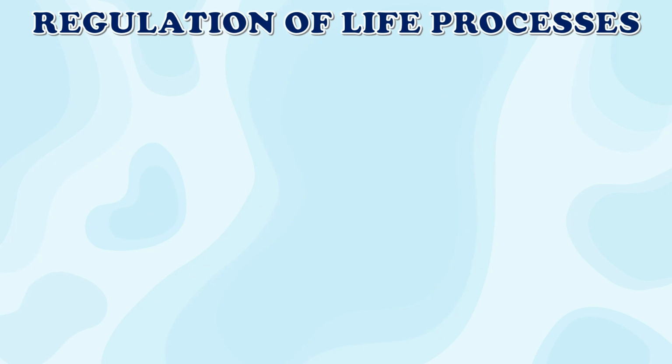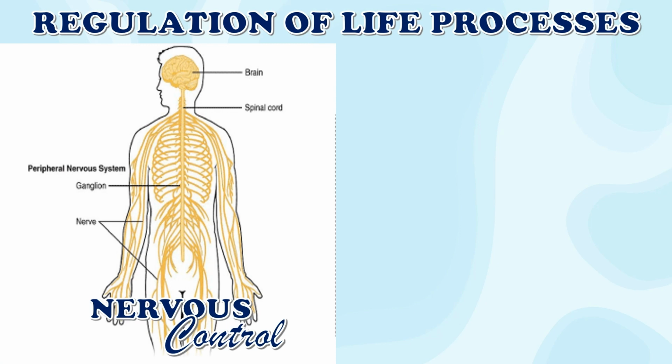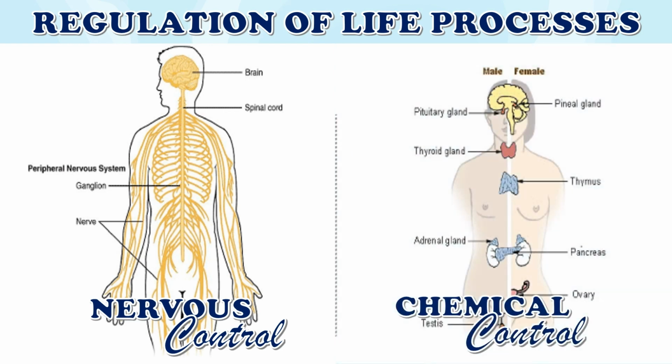To recall regulation of life processes, last time we discussed nervous control with the nervous system, and now we will discuss chemical control much more with the endocrine system. So both male and female. Hindi lang po sa humans, even as well in plants. So humans, animals, and plants.